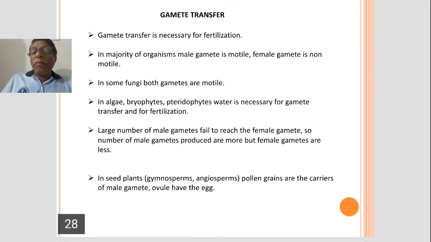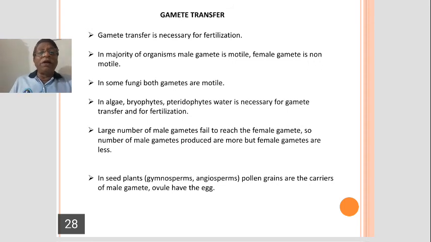The male gamete is motile means having cilia or flagella, whereas the female gamete is non-motile. Non-motile means the cilia or flagella are absent. Okay.